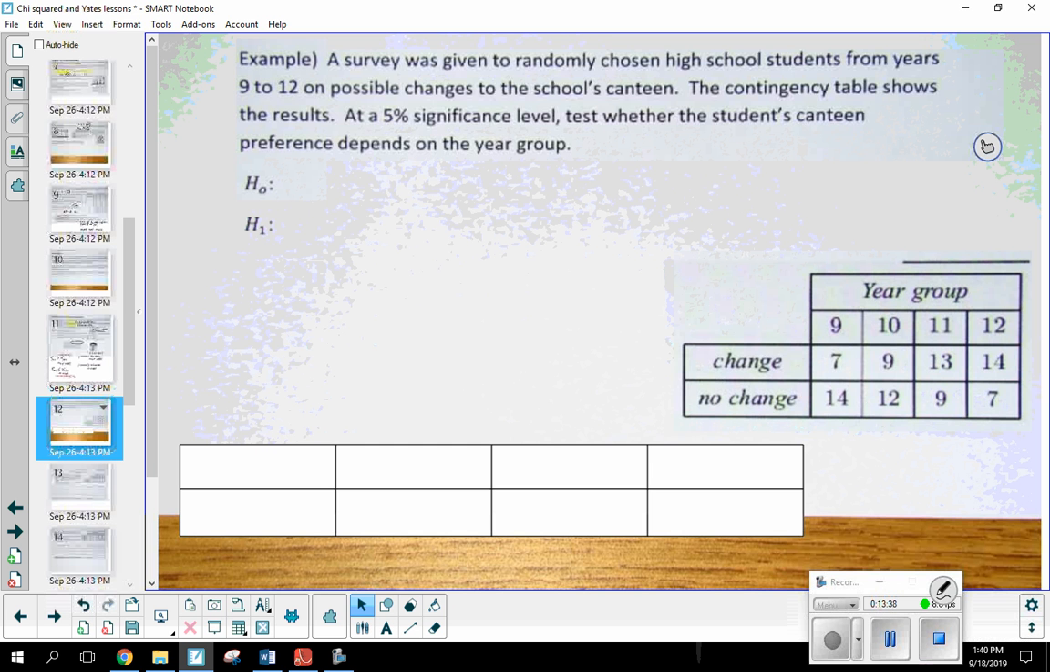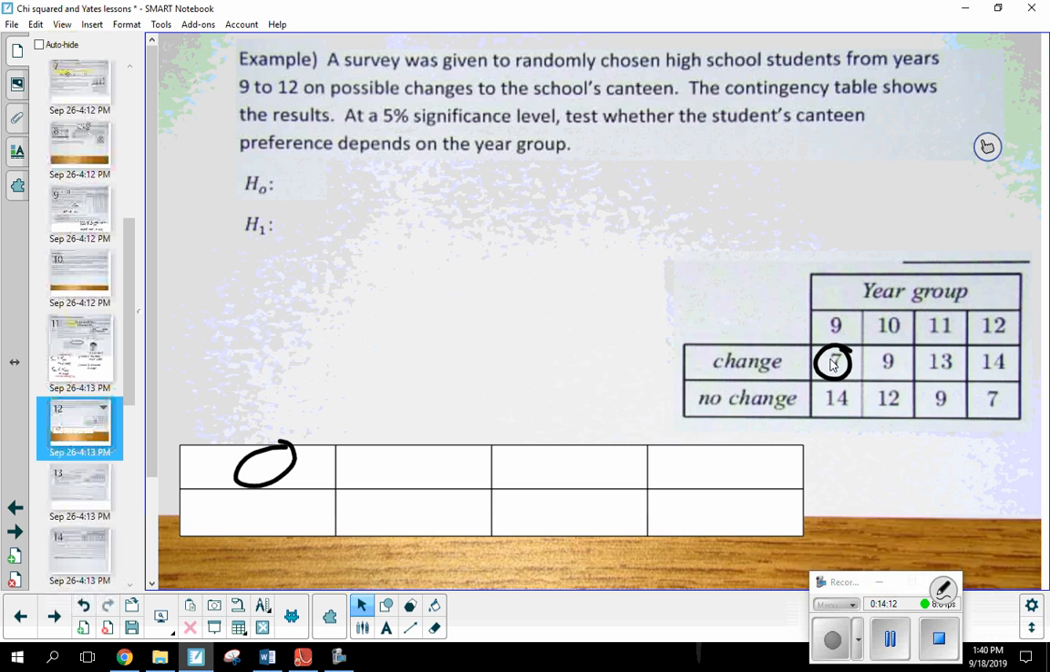Do we remember how to do that? Say, for example, I want to find the expected frequency value for change at the 9th grade level. How would I determine the expected value for this cell right here? Does anybody remember? 14 times 14? You got the right idea, but we're a little off. What does this table not include? There you go. We need the column totals and we need the row totals.